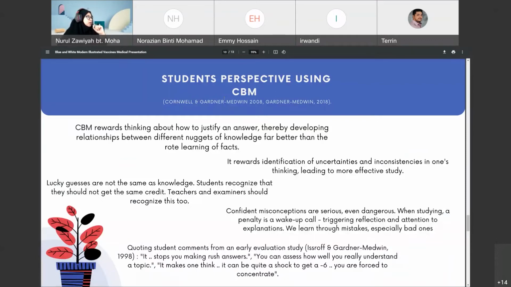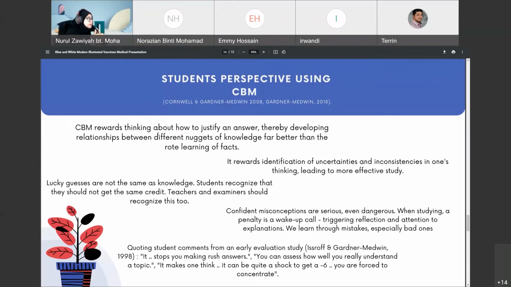Okay, so these are the students' perspectives when they use CBM. They said CBM rewards thinking about how to justify an answer, thereby developing relationships between the different nuggets of knowledge far better than the rote learning of facts. Rote learning of facts is basically memorizing things, but you don't really know how to apply them. Some students said it rewards identification of uncertainties and inconsistencies in one's thinking, leading to more effective study.